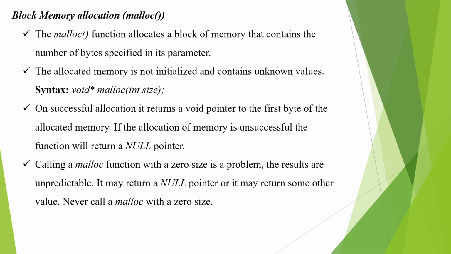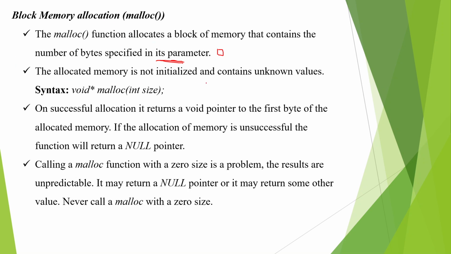So, block memory allocation or the malloc function. Who will do the block memory allocation? The malloc function will do block memory allocation. Block in the sense a single block it will return. The malloc function allocates a block of memory that contains the number of bytes specified in its parameter. Only a single block of memory is returned by the malloc function.